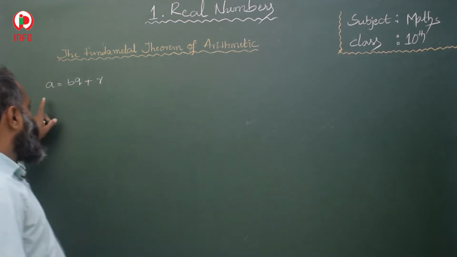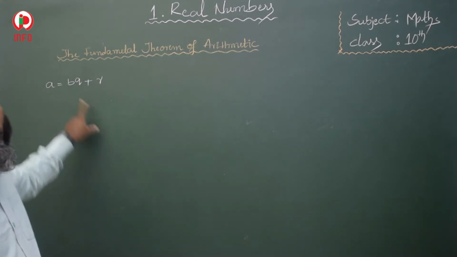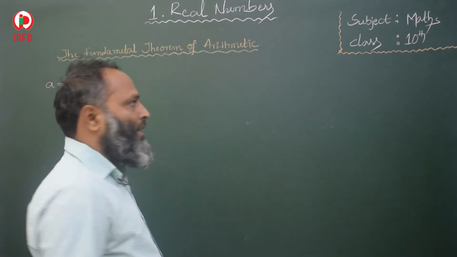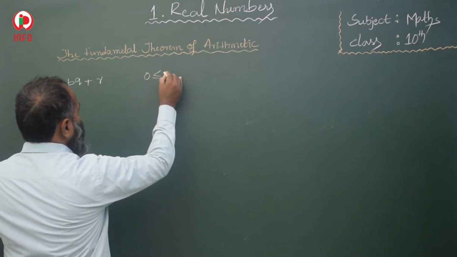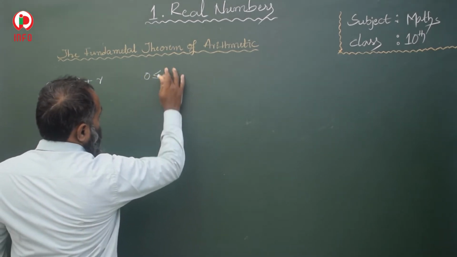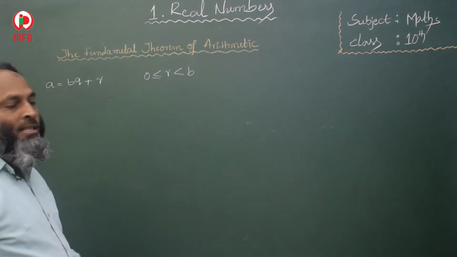If it is like this, b is a divisor. So when b is a divisor, how is the remainder? The remainder is between 0 and b: 0 is less than or equal to r, and r is less than b.